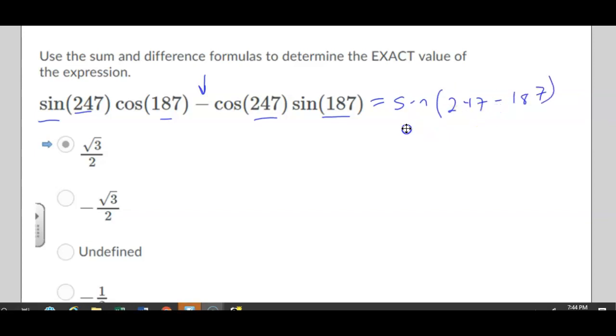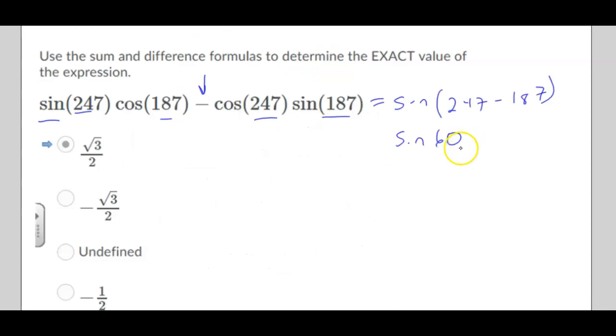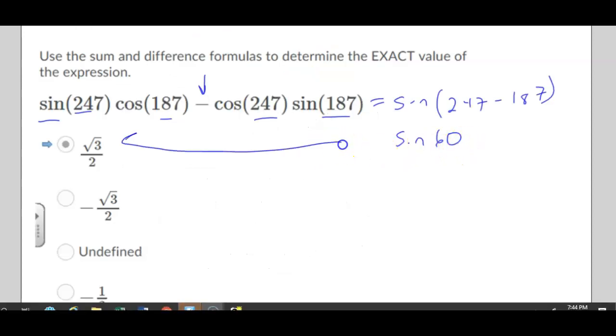So we subtract 247 minus 187, and that gives us 60. So this is really sine of 60. Now we go to our unit circle. At 60, the sine value, the y value, is radical 3 over 2. So sine of 60 is radical 3 over 2.